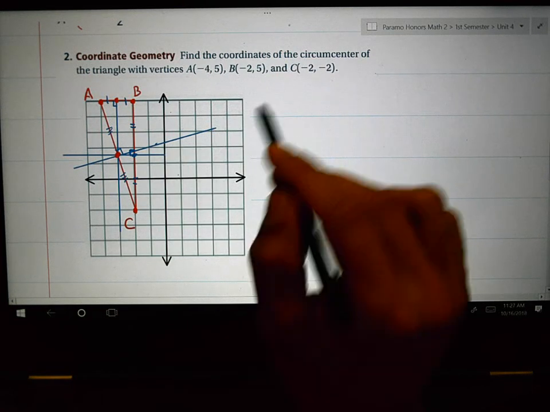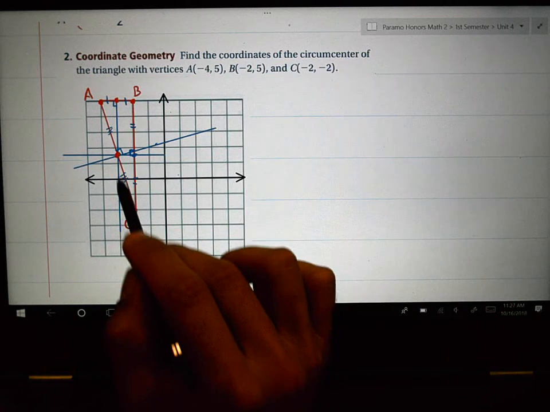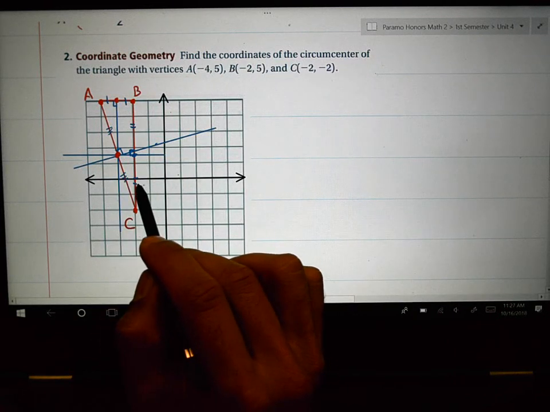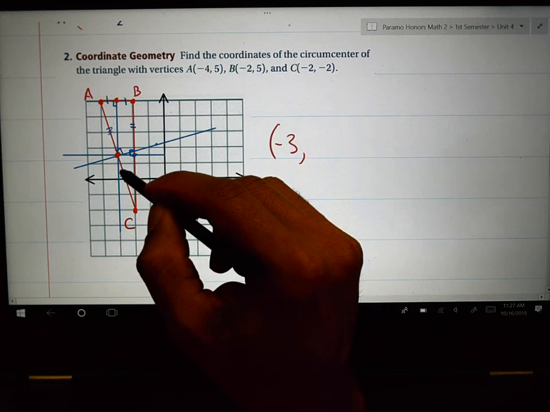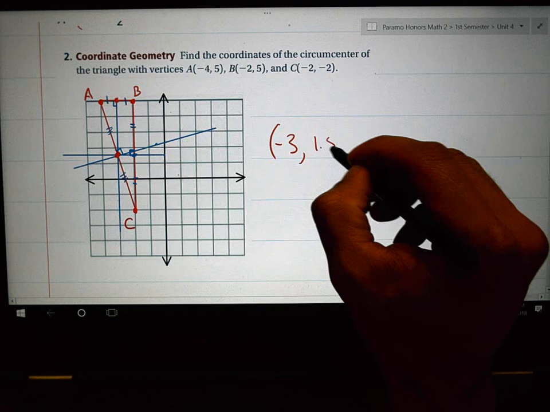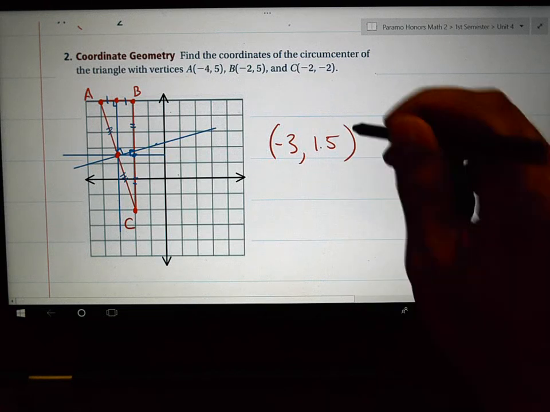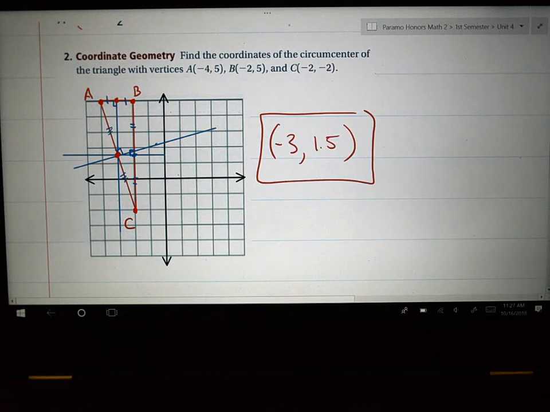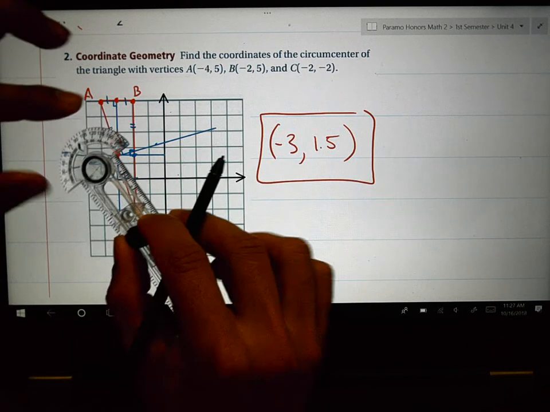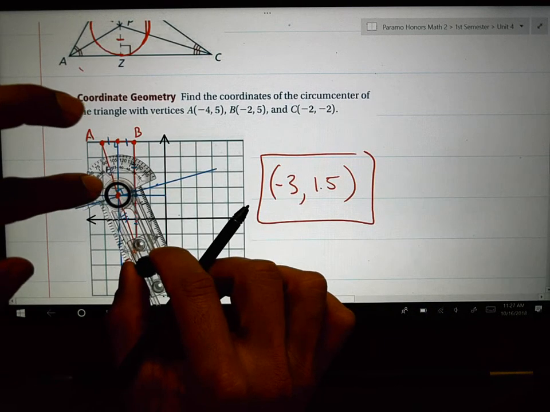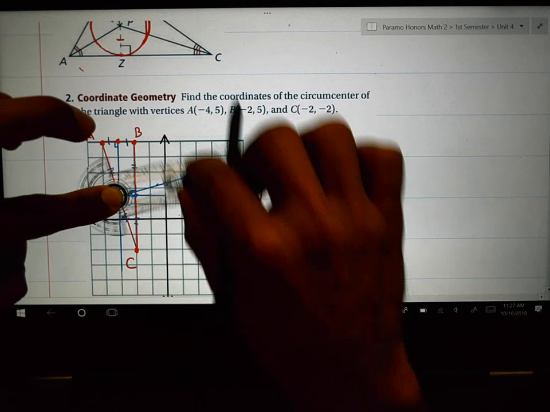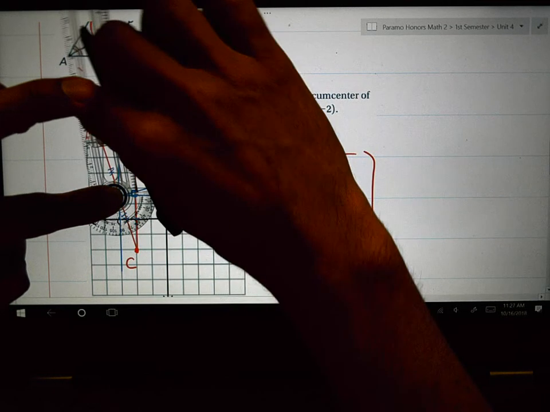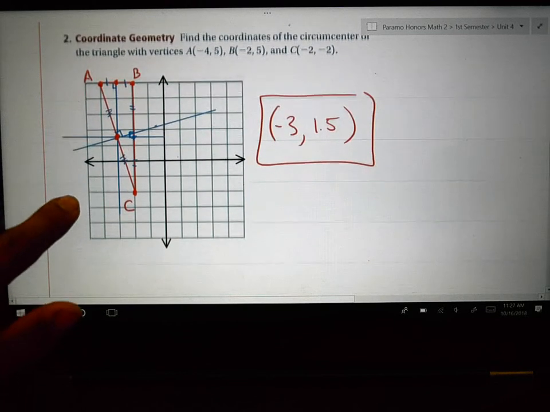So all it says is what are the coordinates of the circumcenter. So I know what my x coordinate is. It's -1, -2, -3. My y coordinate goes up 1.5. I'm going to have to use a decimal there. That's the coordinates of my circumcenter. If you want to double check, you could take your compass and you could see if you would go through all 3 points, which doesn't that look like it's going to? Which it does. I'll let you guys do that one later.